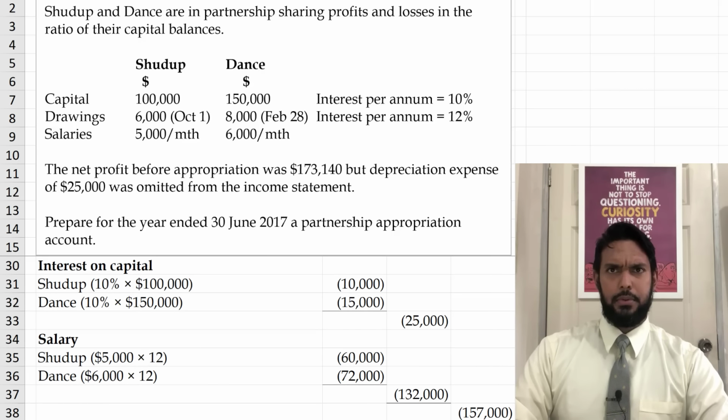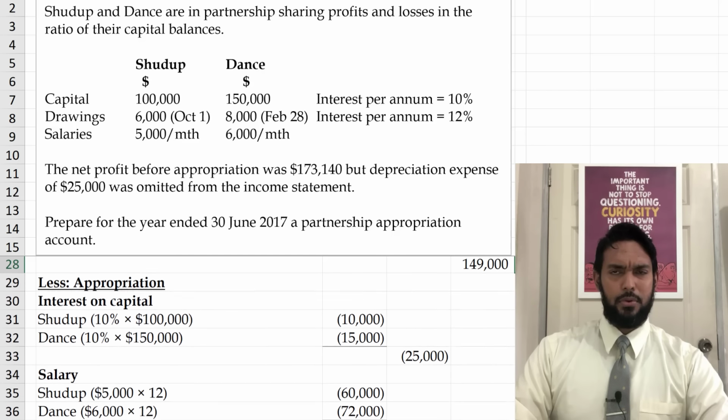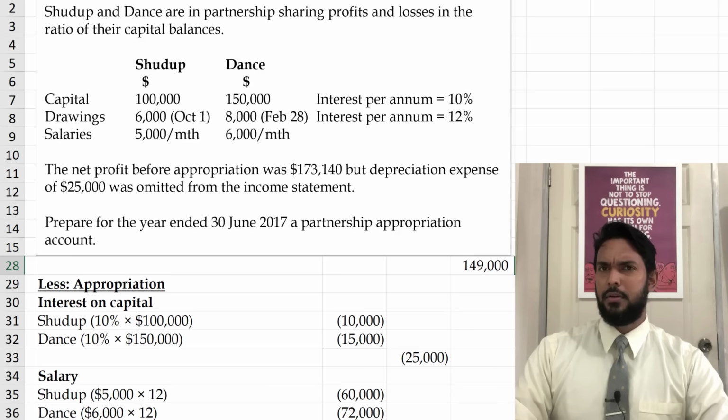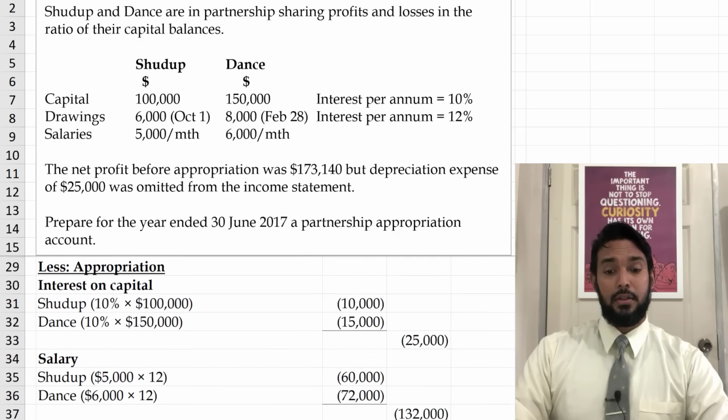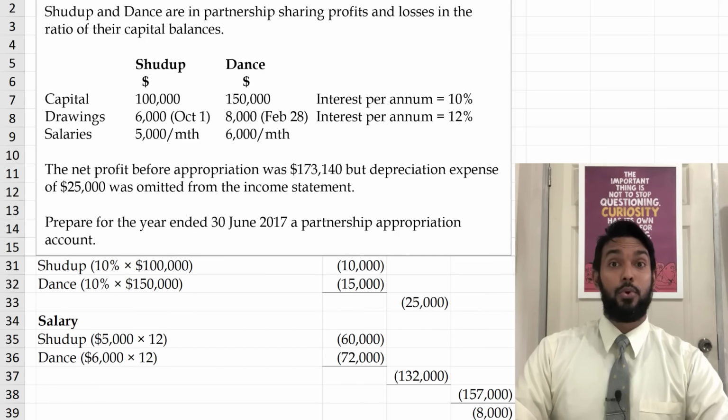Oh, hold on. Wait. 157. But our profit to appropriate is 149. So what's going to happen here? There's going to be a loss to appropriate.